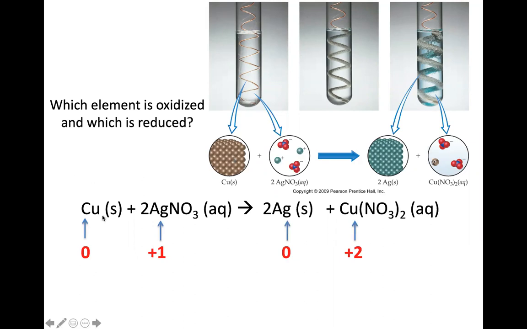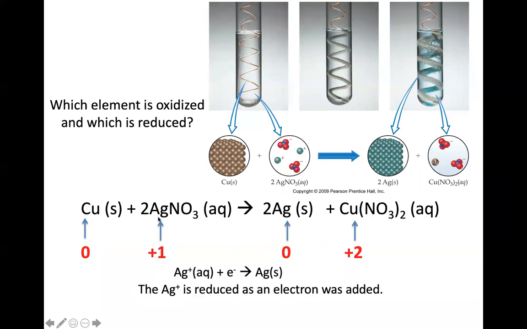Copper solid is 0. Silver solid is 0. Those are the elemental forms. In the silver nitrate, the silver is +1. In the copper nitrate, the copper is +2. I see the same polyatomic on each side: nitrate on one side, nitrate on the other. If it's the same grouping, it's not going to change its oxidation number. I could go ahead and assign nitrogen and oxygen in those, but they're not changing. It's the same grouping on both parts, so that won't be involved in changing its oxidation number.